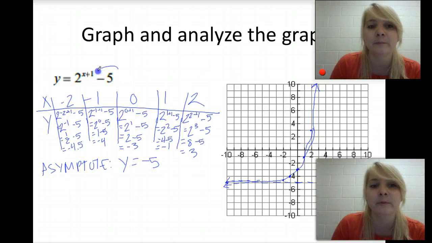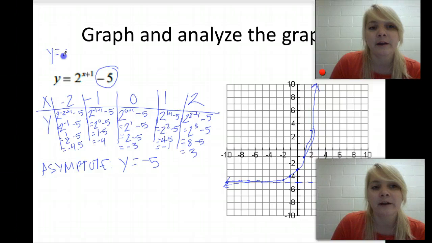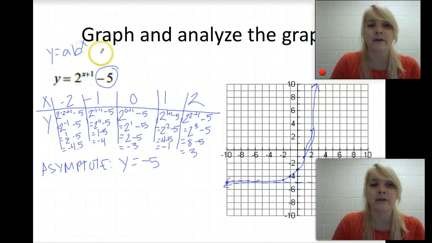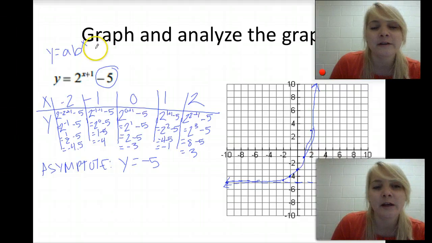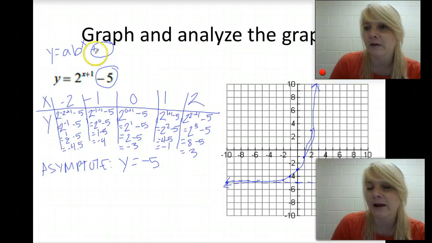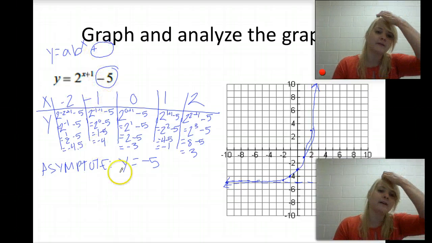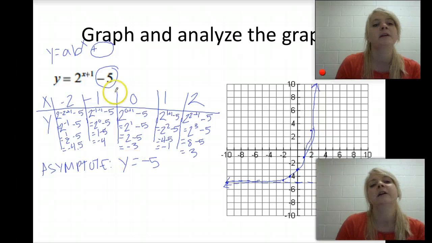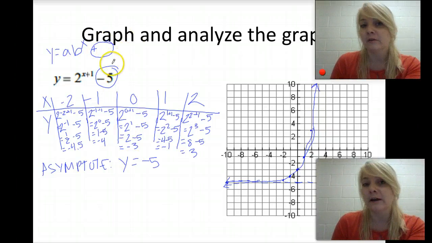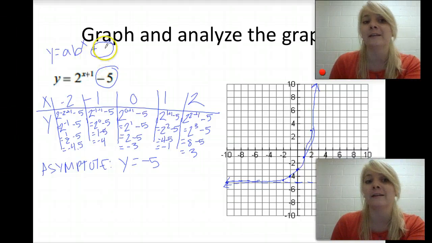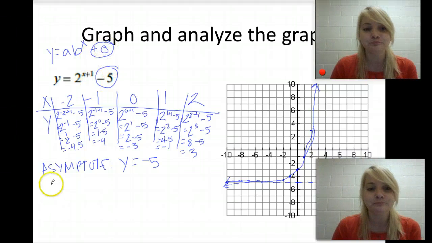Now one thing to keep in mind, in the form y equals a times b to the power of x, if you have a number being added or subtracted out here, that's going to be your asymptote. Since it was -5, our asymptote was y equals -5. And the other ones, we didn't have any numbers being added or subtracted here, so our asymptote was y equals 0, because technically that would be a +0 out there.